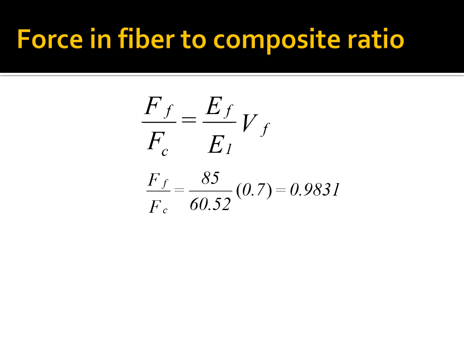Let's look at how much is the force in the fiber to the composite ratio. 85 gigapascals is the Young's modulus of the fiber. 60.52 is the Young's modulus in the direction parallel to the fiber, which we just found out. 0.7 is the fiber volume fraction, and it's giving 0.9831. So what you're basically seeing here is that more than 98% of the load is taken by the fiber itself when you are applying a uniaxial load on a 0-degree ply or a unidirectional ply.